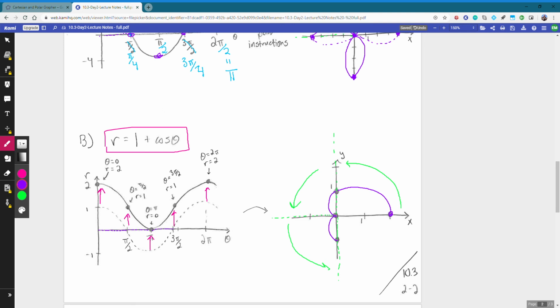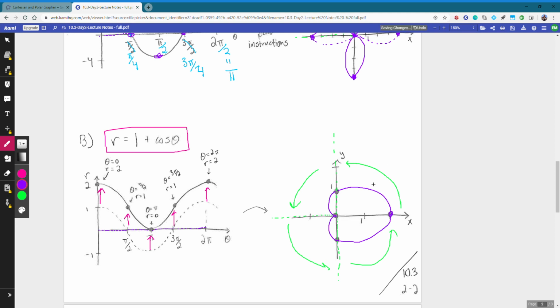And then the last stretch here from 3 pi over 2 to 2 pi. So we increase our angle that way. What is r up to? R is getting more and more positive. It's increasing up to 2. So as we move our arrow, our r is going to be coming out more and more until we get to r equals 2, which will land us back where we started.